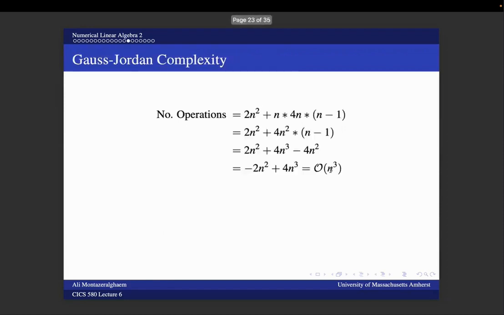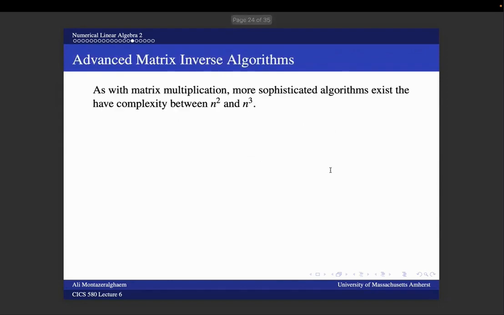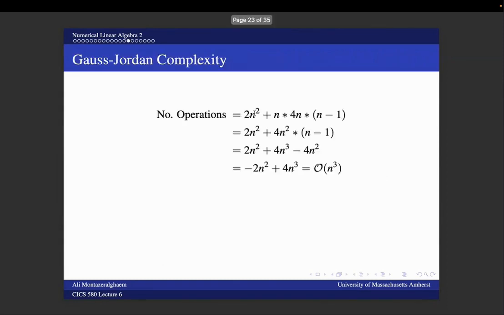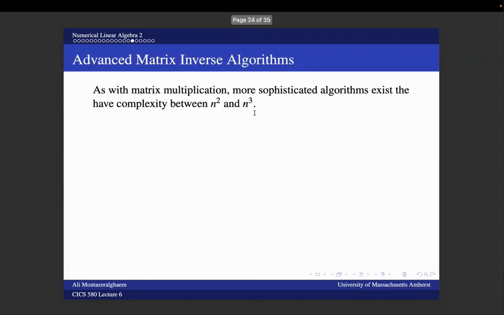So advanced matrix inverse algorithms are more efficient than these algorithms. The complexity of these algorithms is between n squared and n cubed, which means that we can find the inverse of the matrix faster than the Gauss-Jordan algorithm.